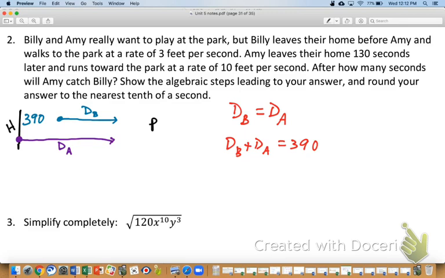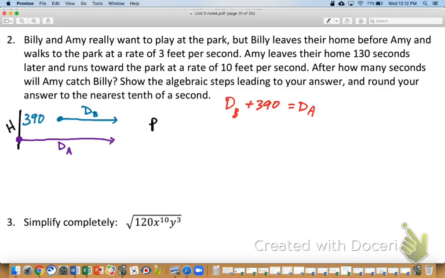What do you think? Distance of Billy plus 390 equals distance of Amy. That's right. So you take the shorter distance and you add that head start, then you get the longer distance. So that's where I would start my equation. So that's the relationship we want.